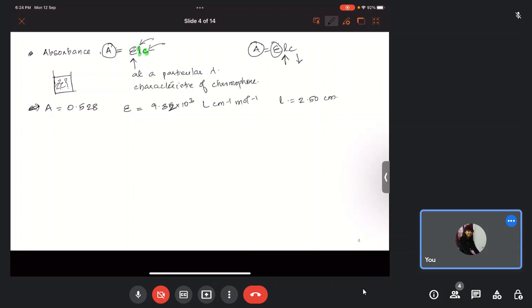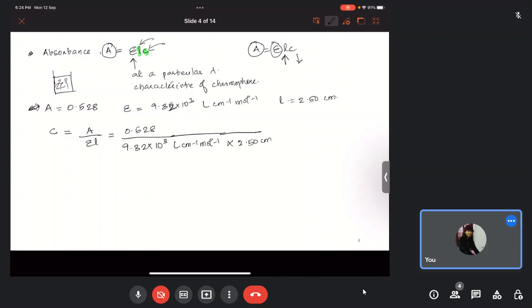So what we are sort of predicting is the concentration is going to be lower compared to however it was in the part 1. So let's calculate what is the concentration. C is equal to A by epsilon L. So A is 0.528 divided by 9.32 into 10 to the power 3 liter centimeter inverse mole inverse. L is going to be 2.50 centimeter.